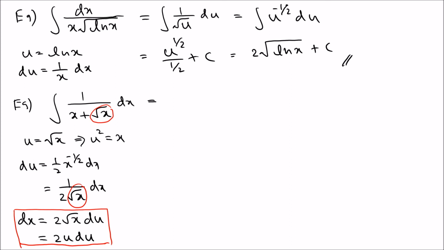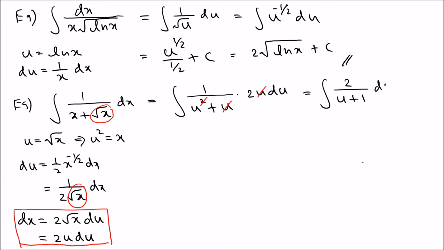Now with this, what we can do is substitute. So if you substitute, what's going to happen now? 1 over x means 1 over u squared. Square root x means u, and then dx is 2u du. And you can see that one of the u's you can cancel. So once you cancel one of them, what you're going to get is 2 over, you get 1 plus u, du. So u plus 1. That's what you get.